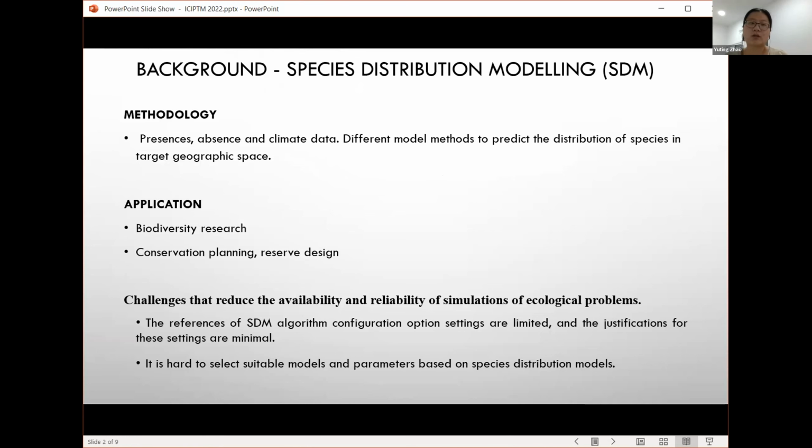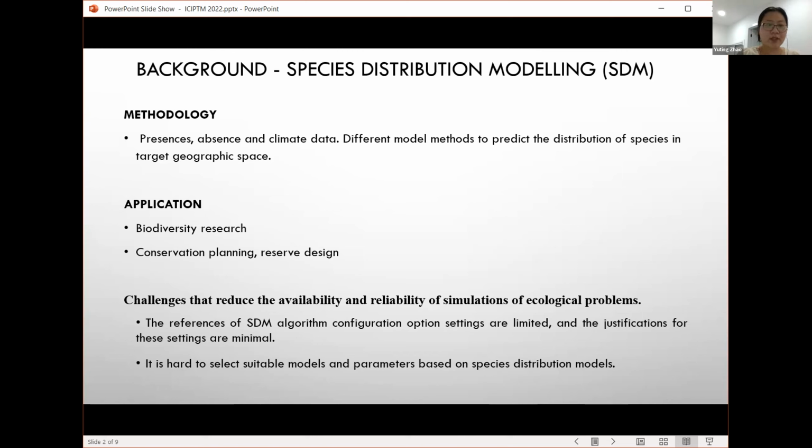So currently we all know species distribution modeling is one of the ecological models. In these models we use species data and climate data to predict species distribution in a target area. The species data should include species present data and absent data, and according to those we generate our predicted result maps.